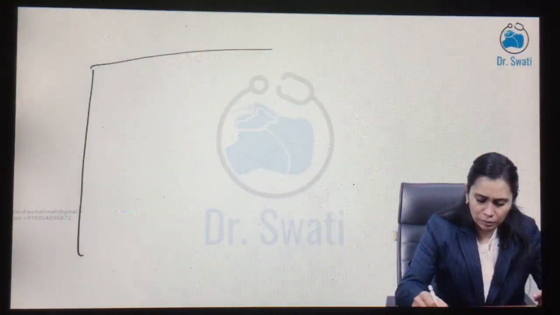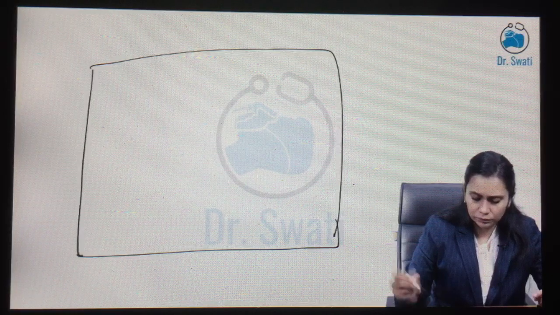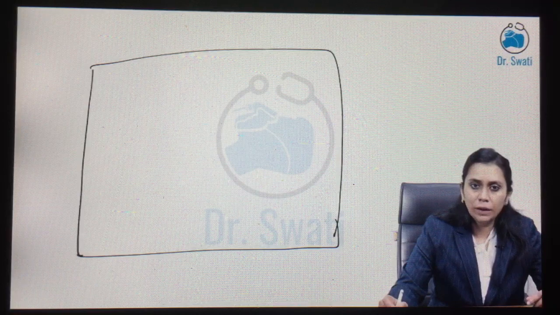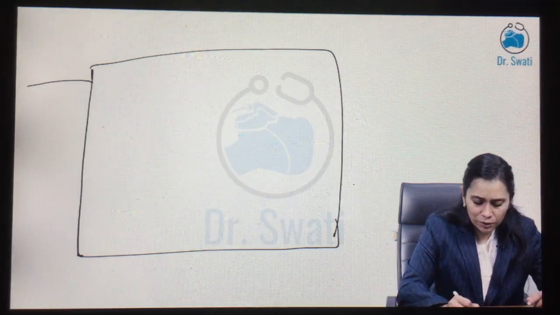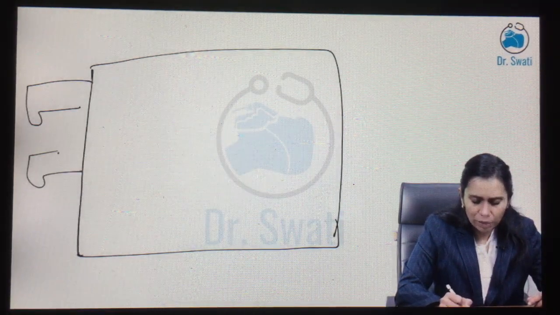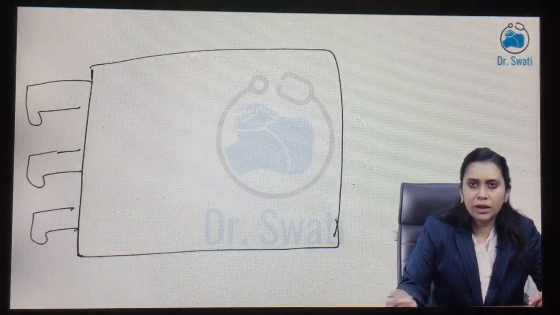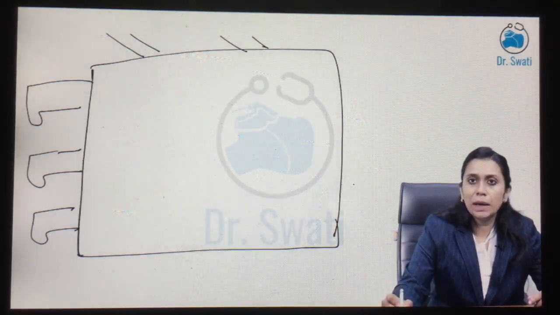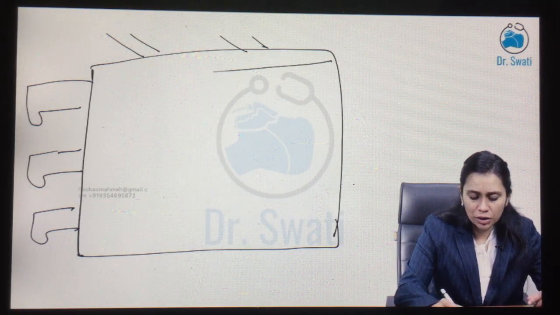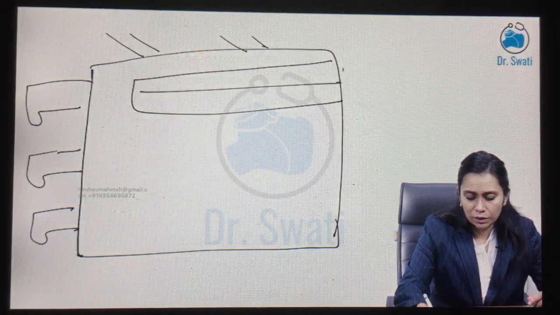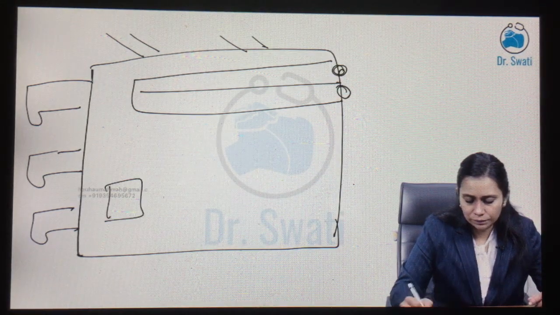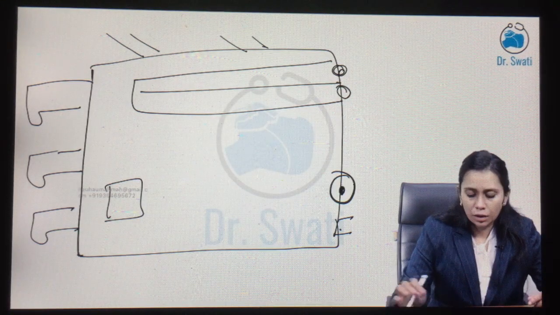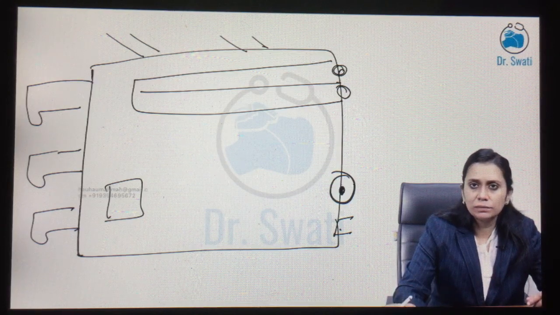So let us discuss the basic design of the anesthesia machine. See this box, and imagine this box as your machine, right? Try to see the back of the machine. What is attached to the back of the machine? Cylinders are attached. Side walls or the roof, what is attached? Pipeline is attached. And the front of the machine, what you see when you see it, this is the front of the machine.